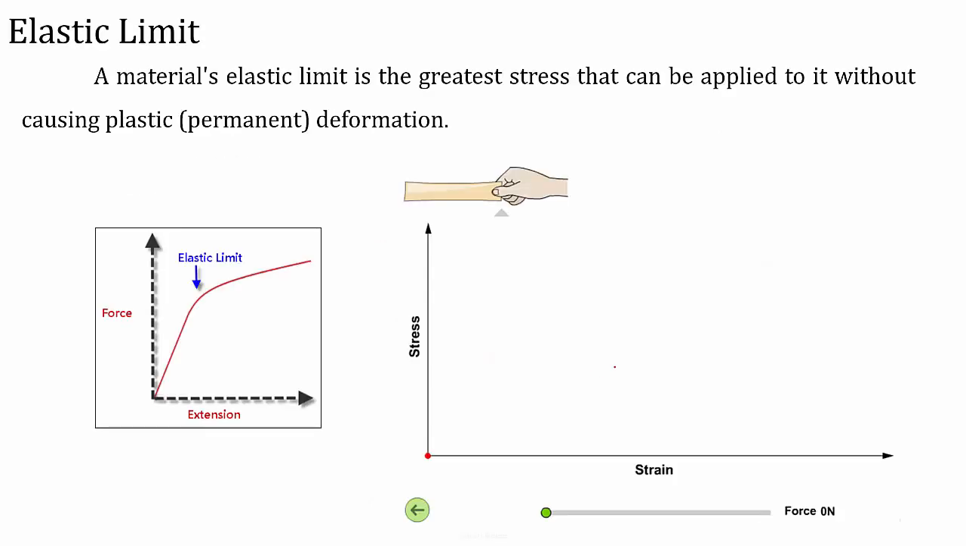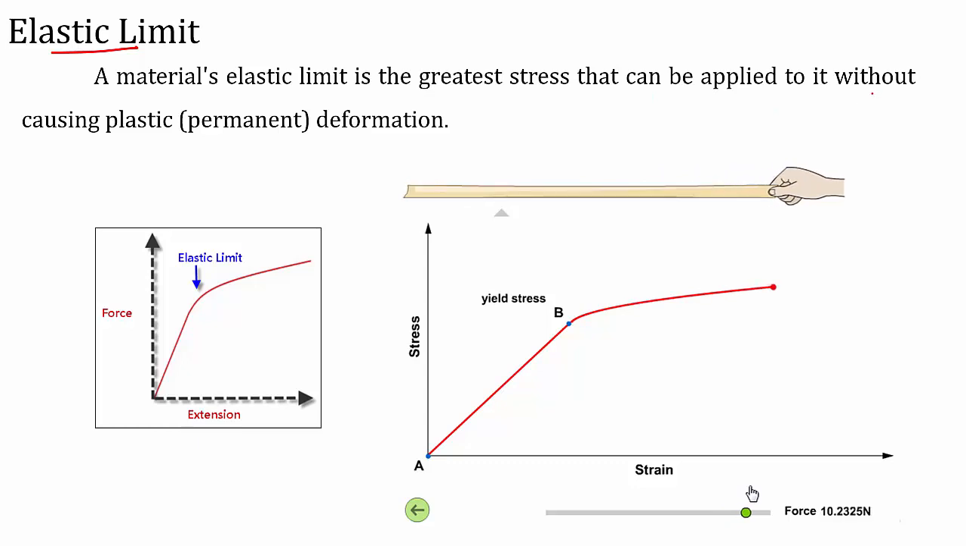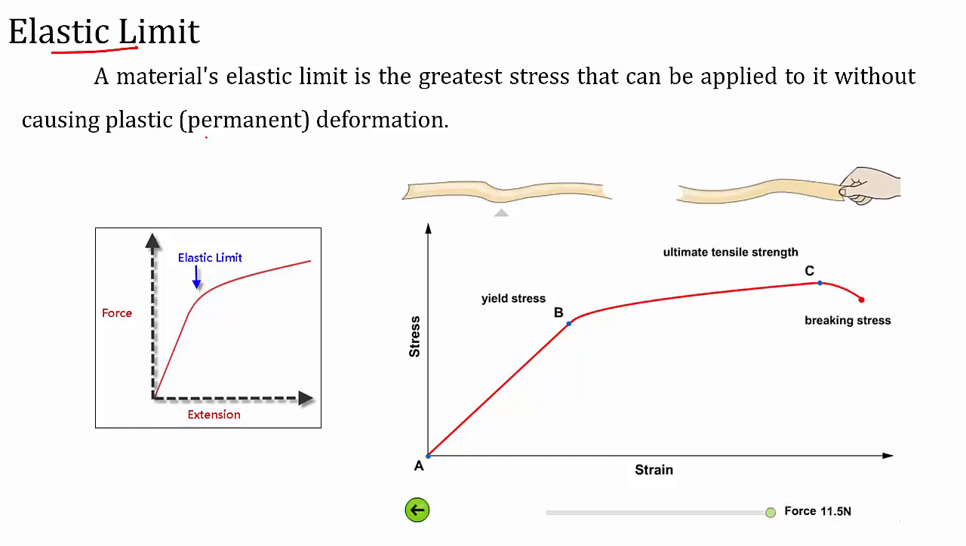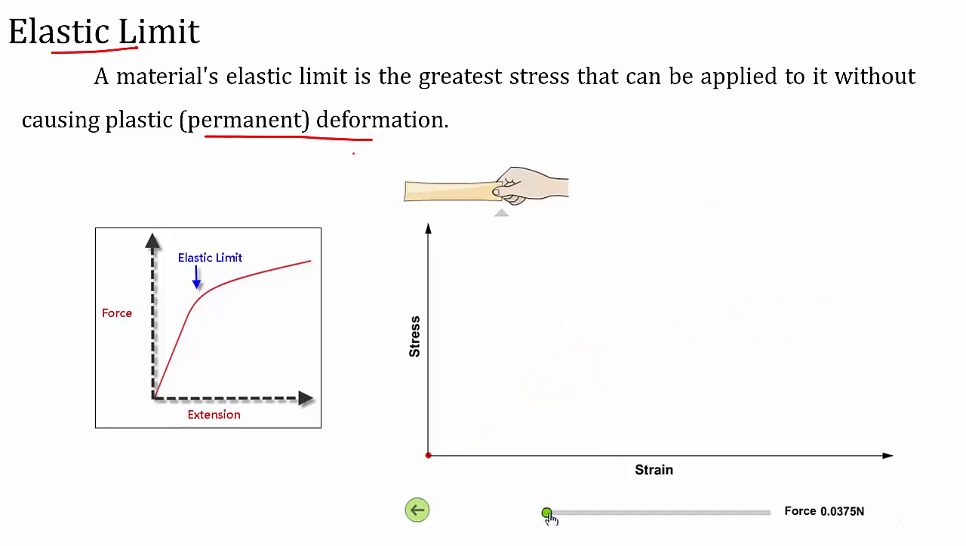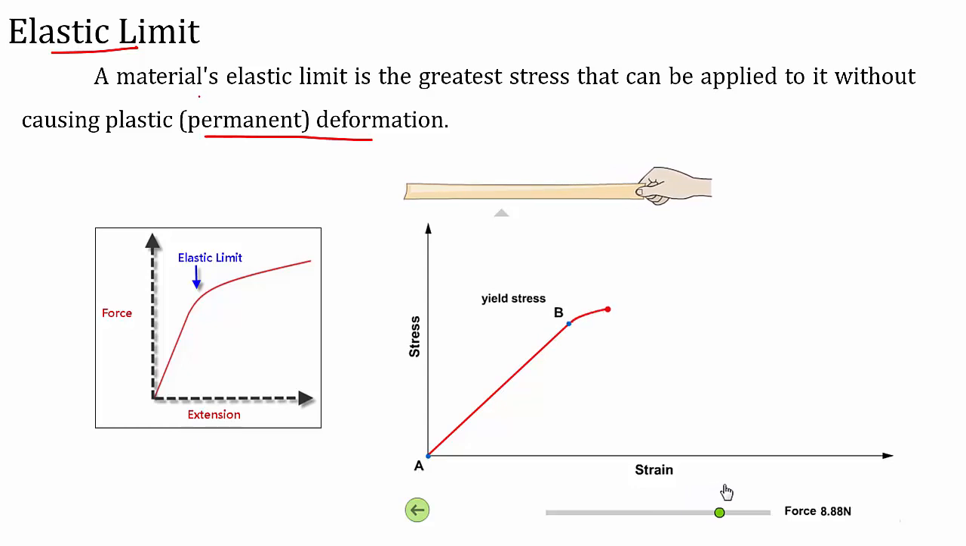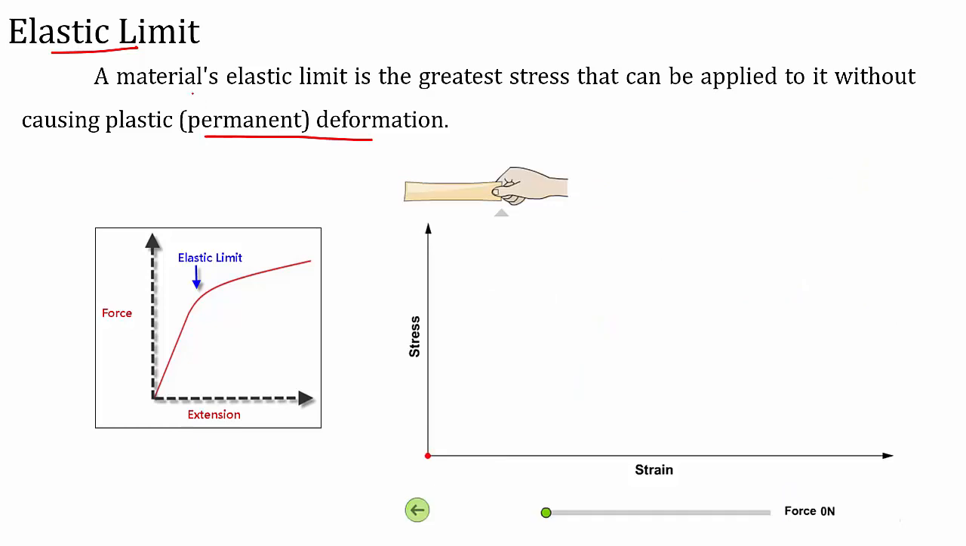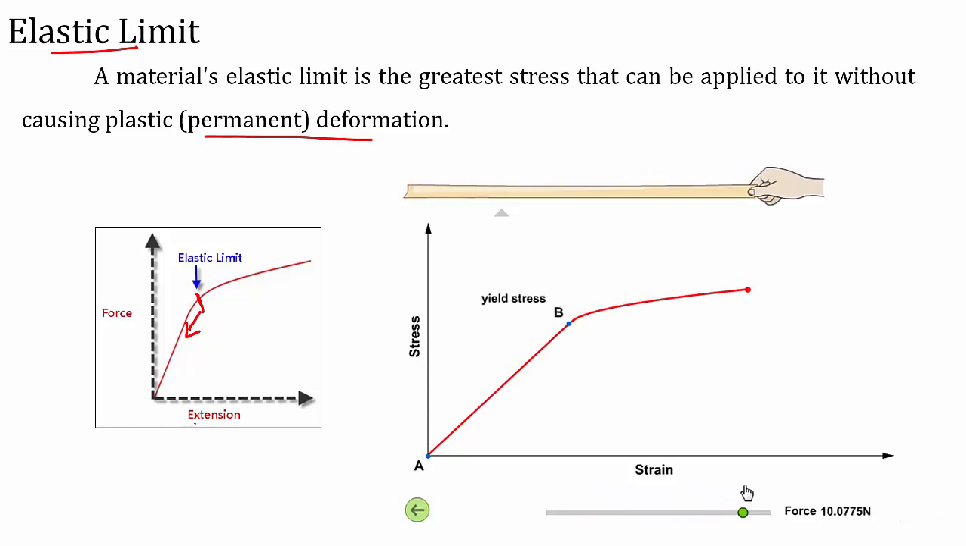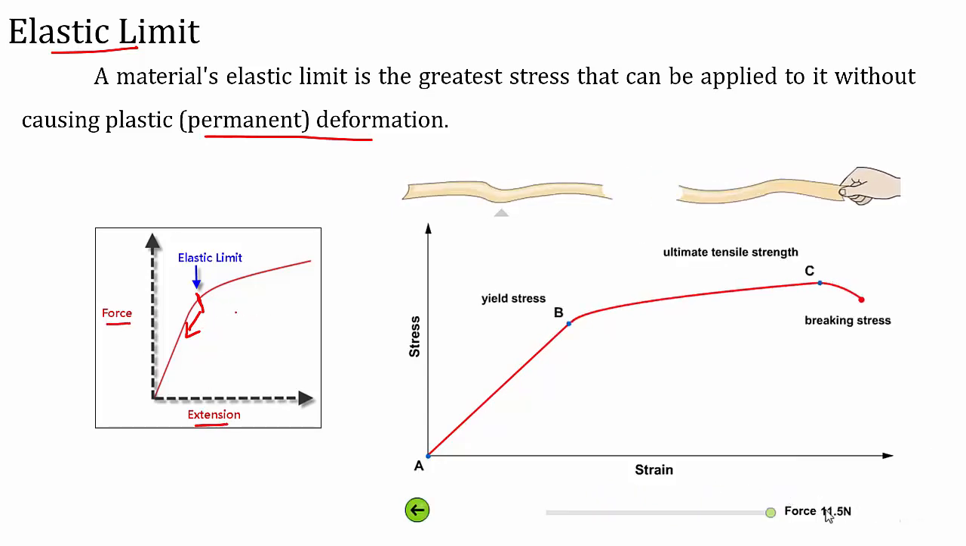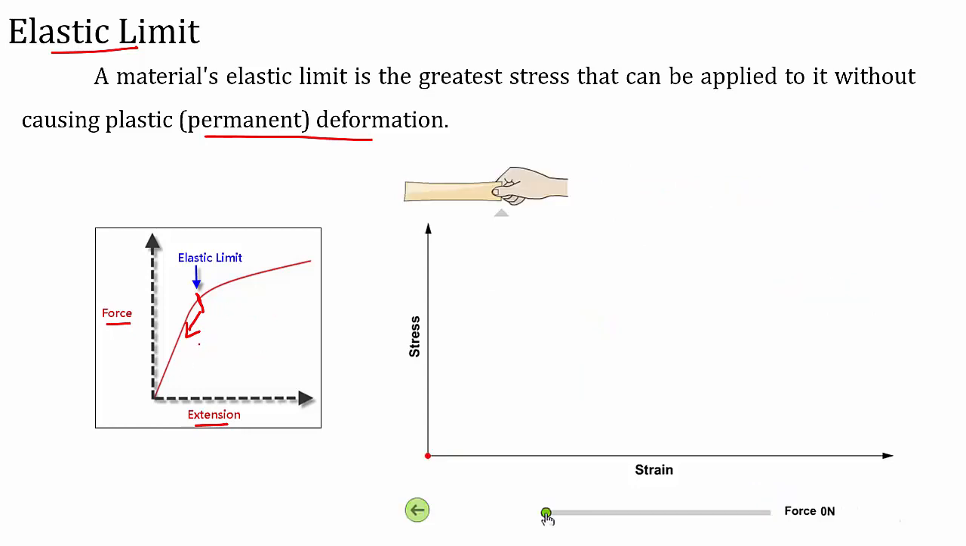Okay. Now the elastic limit. Elastic limit is the greatest stress that can be applied to it without causing plastic or permanent deformation. So all the materials have some elastic limit, and after the elastic limit the material will become plastic. So it will behave like a plastic material. Okay, so elastic limit is the maximum limit. Before that the material will behave like an elastic. So here this is called the stress strain curve. So you just remember the elastic limit. Don't focus on the stress strain curve.